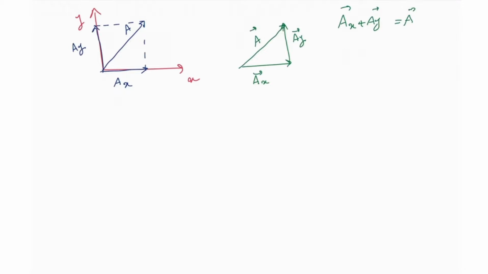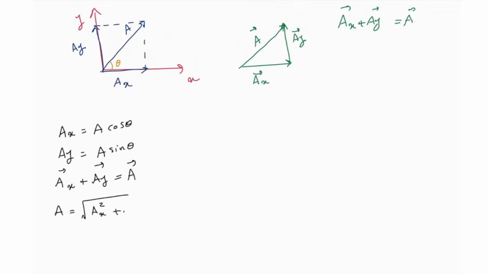Now let's say A forms an angle theta with the x-axis. Then we can say the following relationships hold for Ax and Ay. Note that the relationship Ax plus Ay equals A is only true for vectors Ax, Ay, and A.